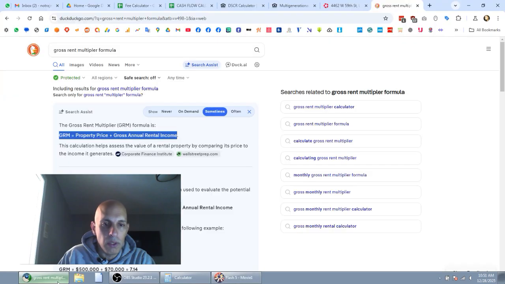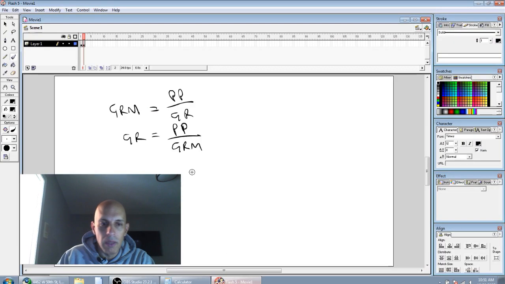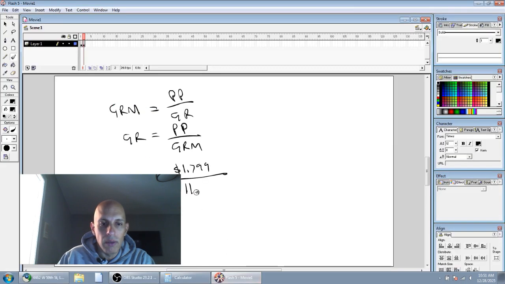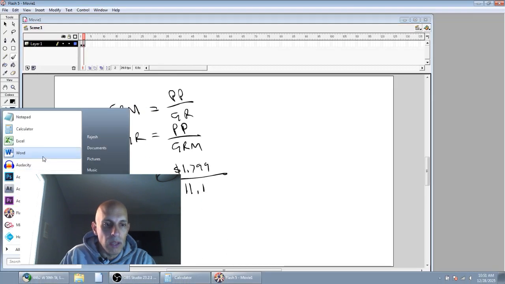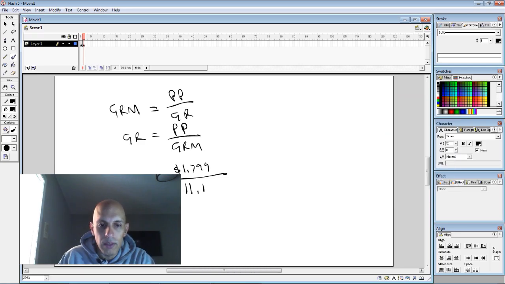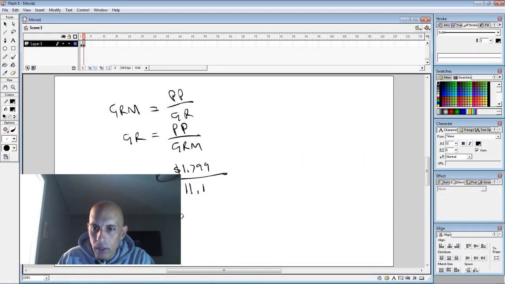Now I know that the purchase price is 1.799 million, and the gross rent multiplier is, I believe, 11.1. So if I break out the calculator, which I've already got ready, I've got 1.799 million divided by 11.1 is equal to, my gross rents are equal to, 162.72.